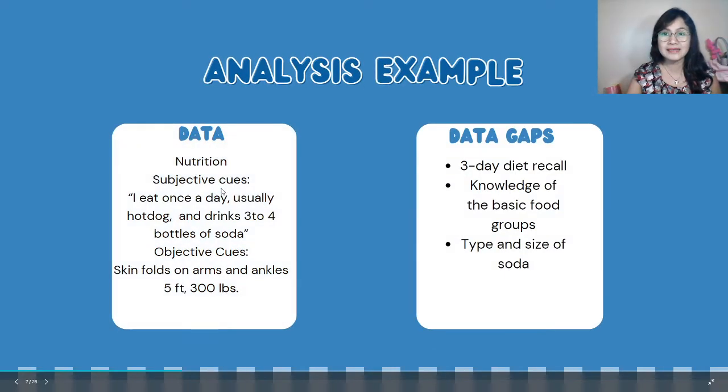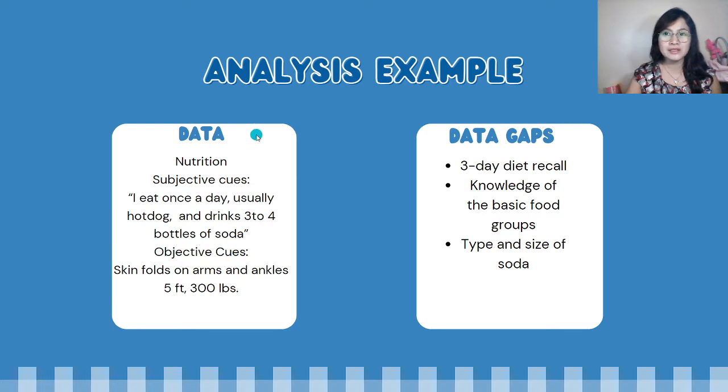So, here's an example. This is your data, and this one is the data gaps. This is based on the nutritional pattern of your client. Subjective cues: the client said, "I eat once a day, usually hot dog, and drinks 3 to 4 bottles of soda." Objective cues: skin folds on arms and ankles. Height is 5 feet. Weighs 300 pounds.